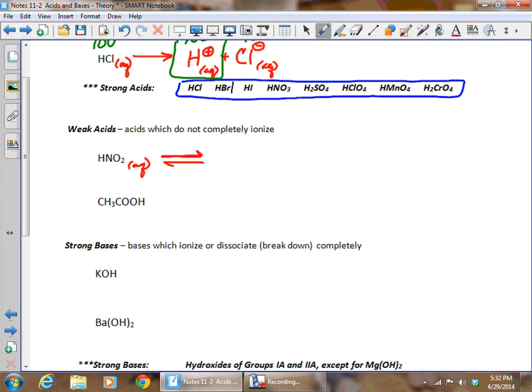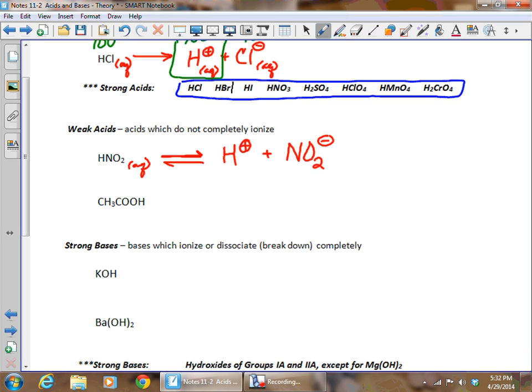They're actually going back and forth, but at any given time, for instance, we'll have our H plus and our NO2 minus. Simply take off the H plus and leave the rest of it behind with a negative charge.